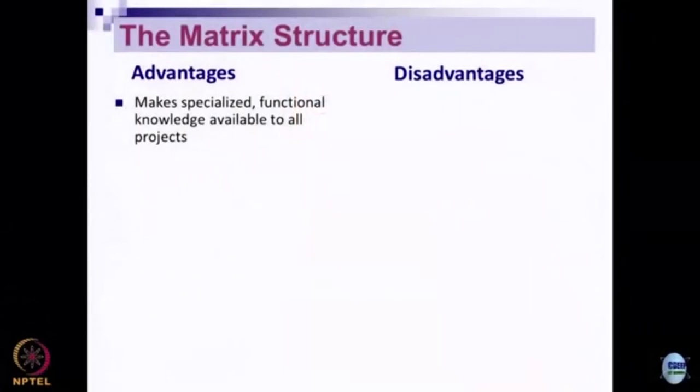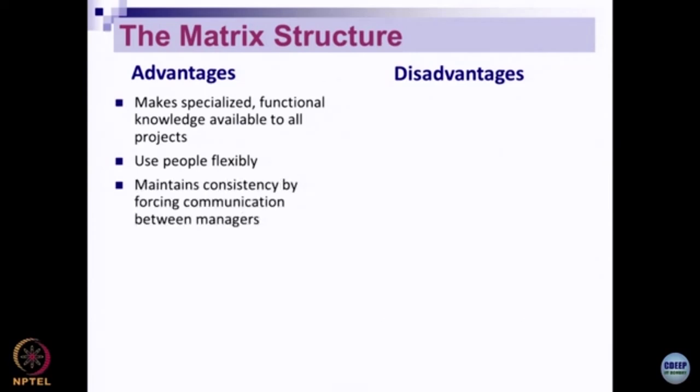Matrix organization also has certain advantages and certain disadvantages. Matrix organization has the advantage because it makes the specialized functional knowledge available to all the projects. There is an organizational head who is very competent, expert and specialized in a specific function. They can give the benefit of their expertise to the people working in different projects. It uses people flexibly. People can work in the project, people can also move to the corporate office.